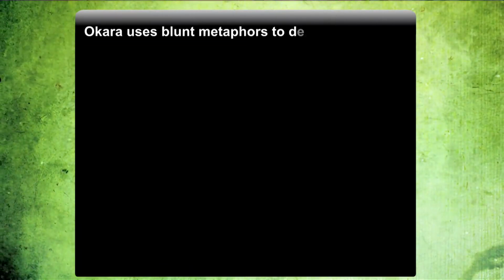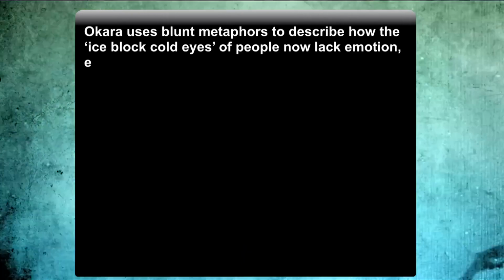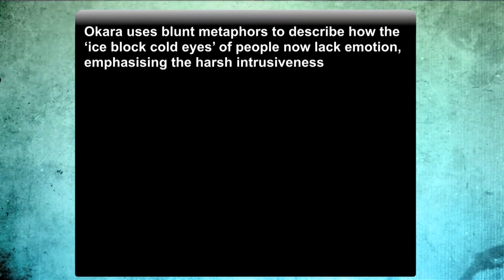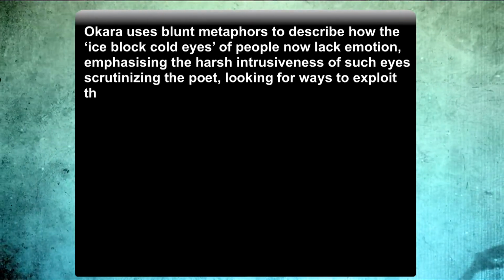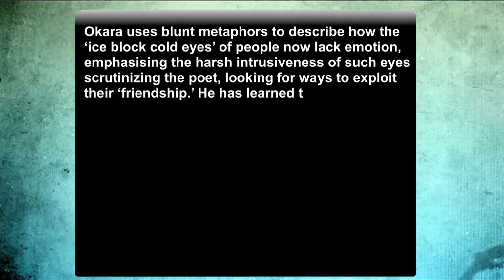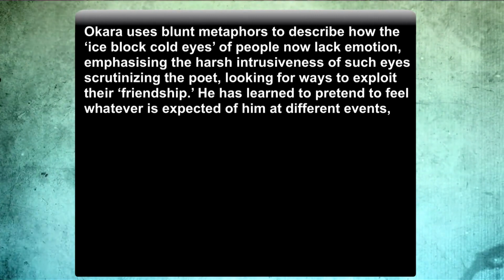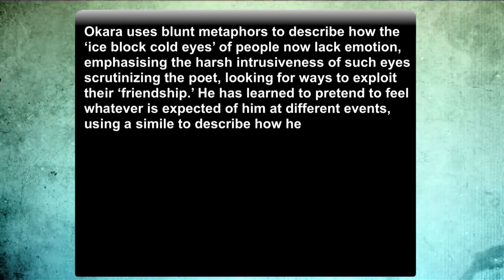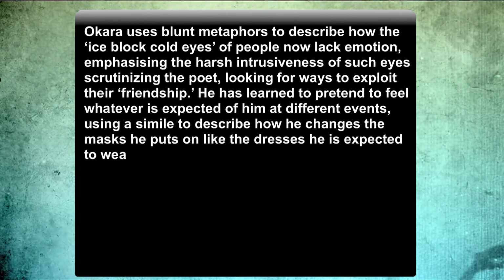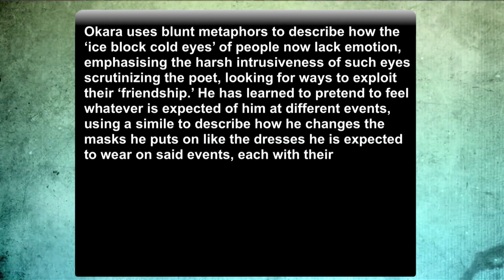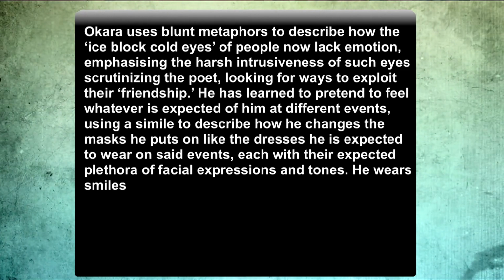Okara uses blunt expressions, blunt metaphors I would say, to describe how the ice block cold eyes of people now lack emotion, emphasizing the harsh intrusiveness of such eyes scrutinizing the poet, looking for ways to exploit their relationship or their friendship. He has learned to pretend to feel whatever is expected of him at different events, using a smile to describe how he changes the masks to put on, like the dresses he is expected to wear on said events, each with their expected plethora of facial expressions and tones.